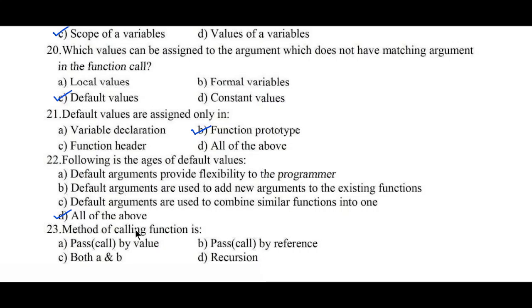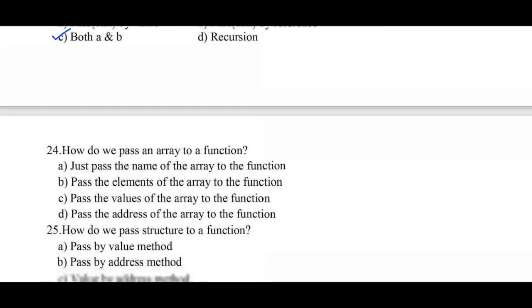Method of calling a function is option A, pass or call by value. Option B, pass or call by reference. C, both A and B. D, recursion. So here option C is the right answer: both pass by value and call by reference.